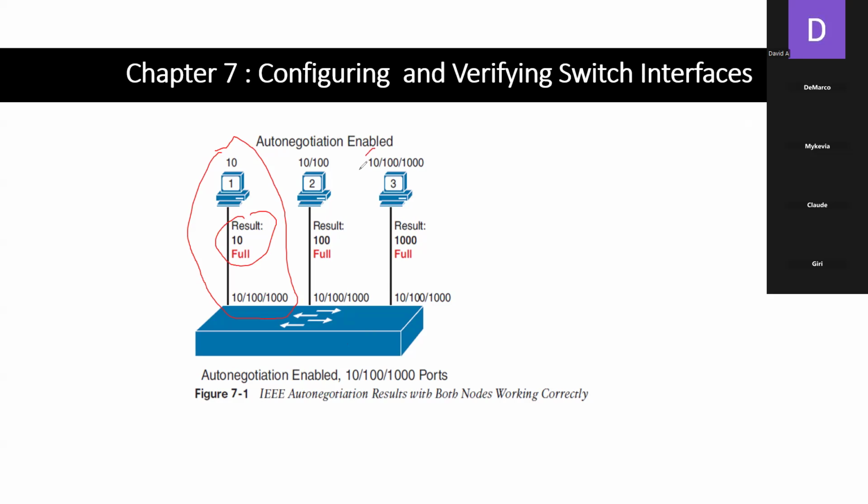Let's look here. Same thing. It's capable of all three speed types that we spoke about earlier, in full duplex and half duplex. Here's the result. It is always going to choose the highest speed and, of course, full duplex over half duplex if it is capable to do so. This is in a working state.